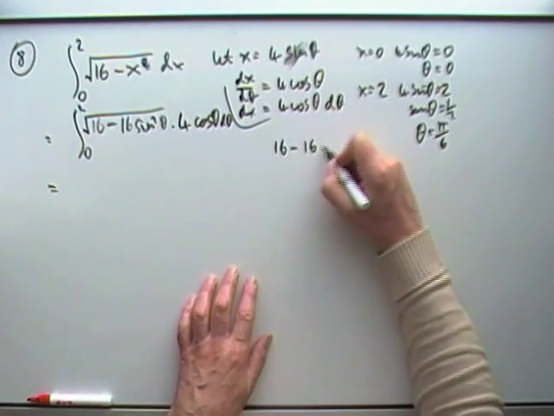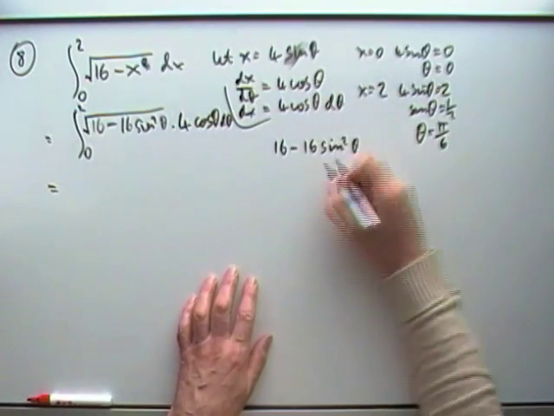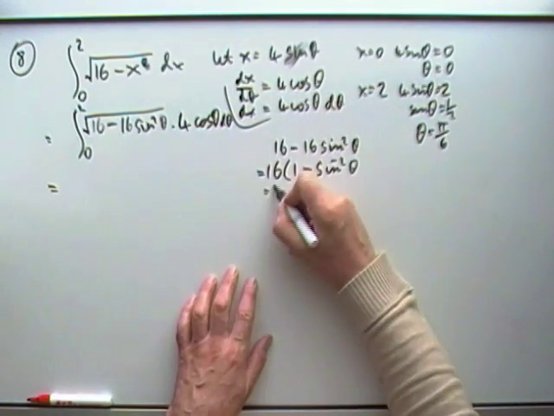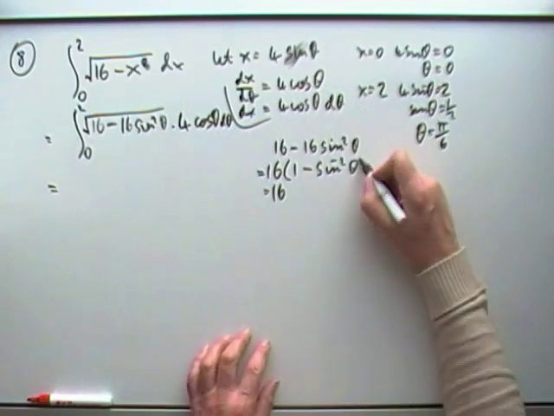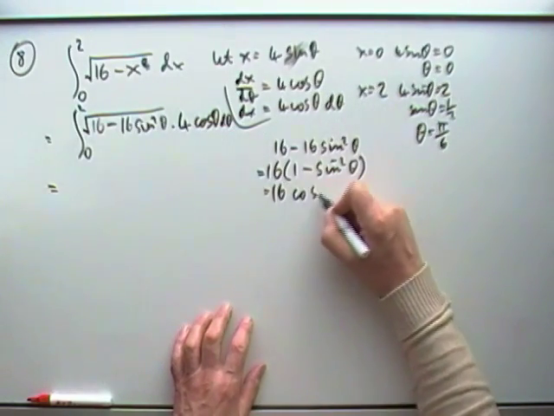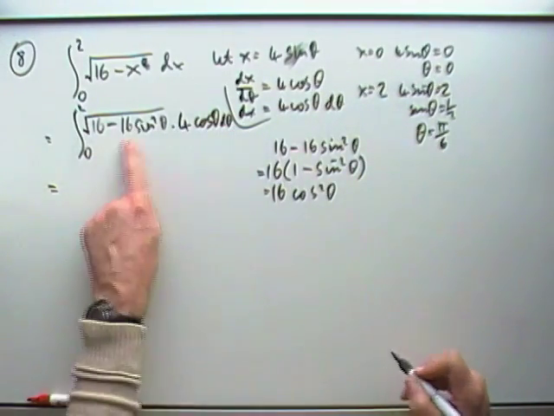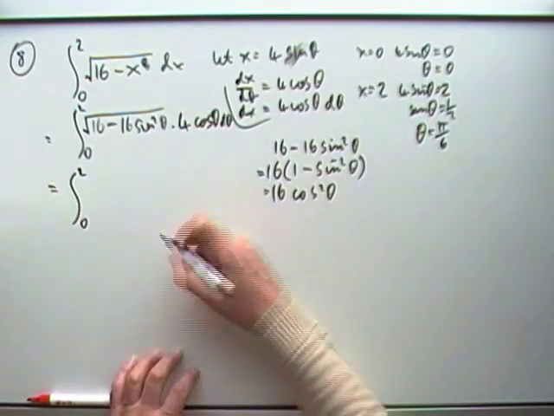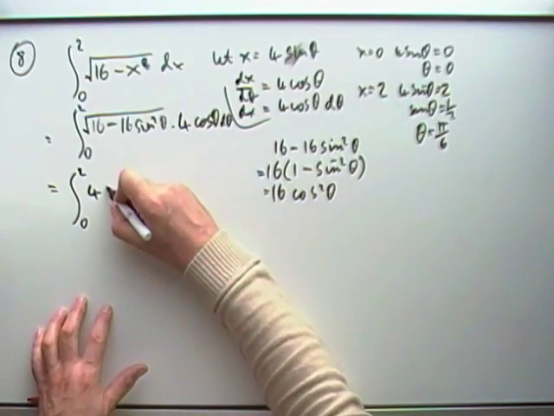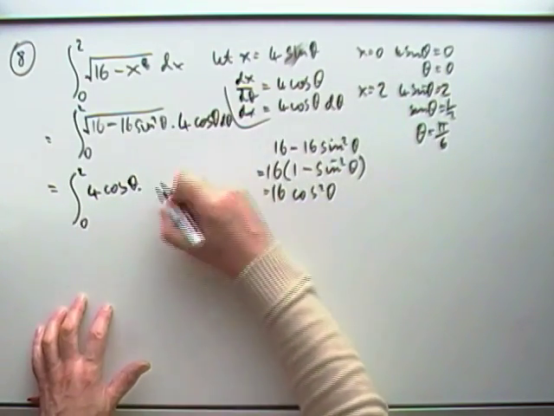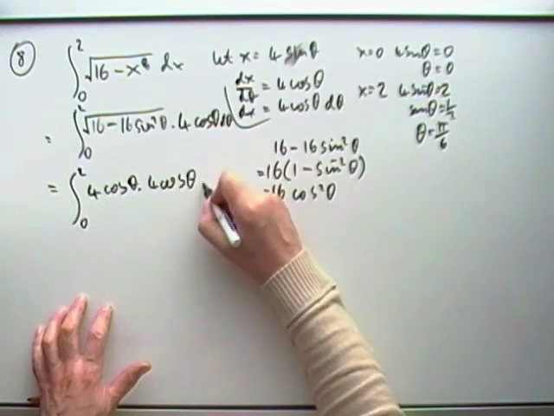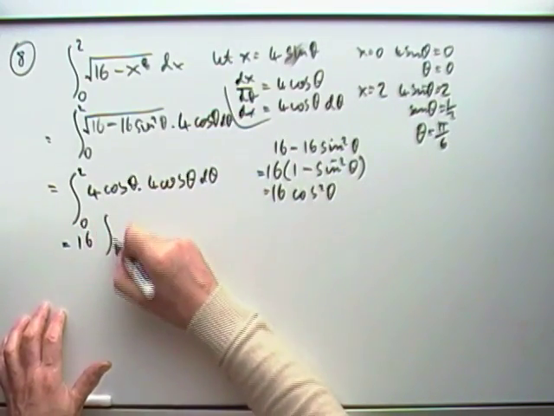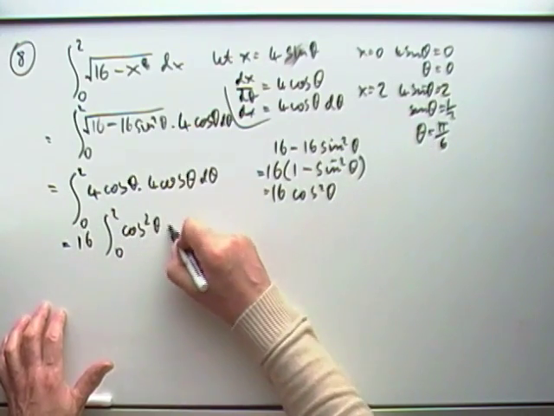If you've got 16 minus 16 sine squared theta, you could take out the factor 16 and be left with 1 minus sine squared theta. And since cos squared and sine squared makes 1, that means that's the same as 16 cos squared theta. So I've got the square root of that, which would then just be 4 cos theta. So still be multiplied by 4 cos theta d theta. Now we're getting somewhere. 4 4s are 16. Cos squared theta d theta.